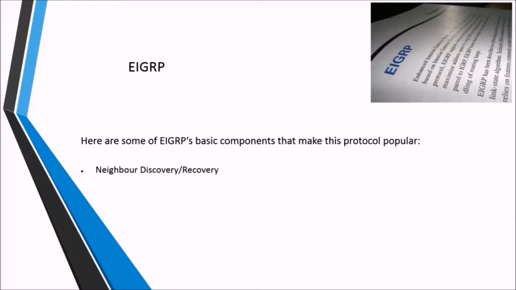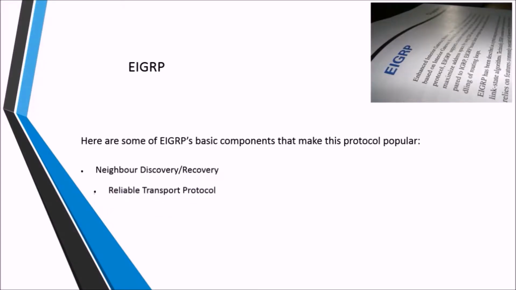Neighbour discovery and recovery. This is how routers learn of the other routers on their directly attached networks, and also must be able to know when neighbours become unreachable. This is achieved by periodically sending hello packets out. Depending on whether the packets are received, the router can tell if its neighbour is functioning and therefore exchange routing information.